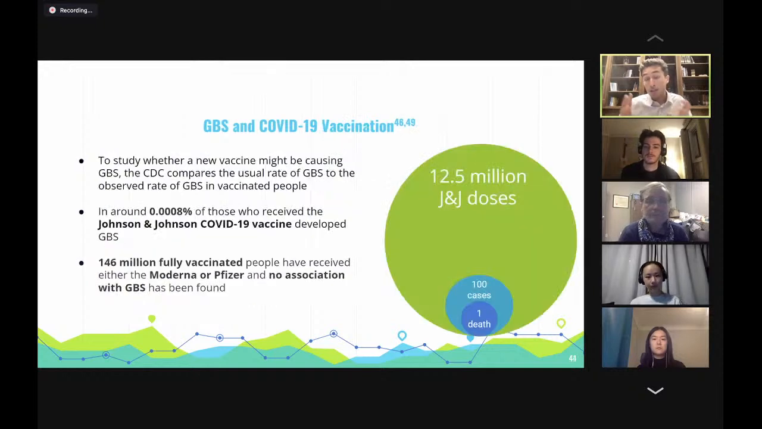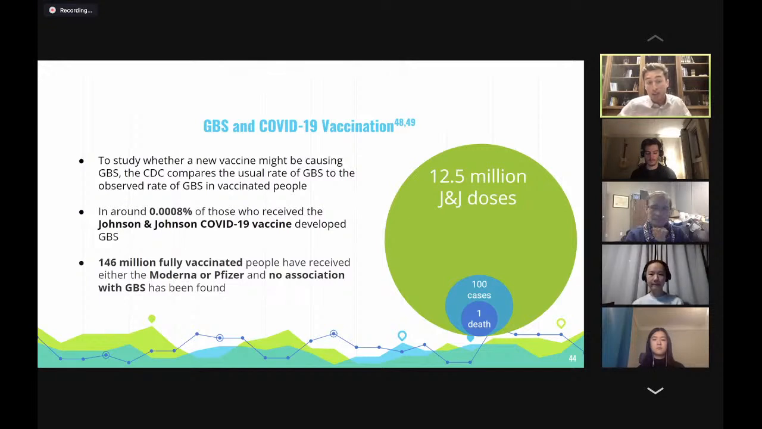So that was COVID infection. We saw that COVID infection could perhaps lead to or be associated with Guillain-Barré syndrome. Now, many are worried that maybe I won't get COVID infection, but how about the COVID vaccine? Usually the Center for Disease Control, also known as the CDC, compares the usual rate of GBS in the population to the observed rate of GBS in vaccinated people. And if it's higher, they might become worried that it might be associated with a vaccine.